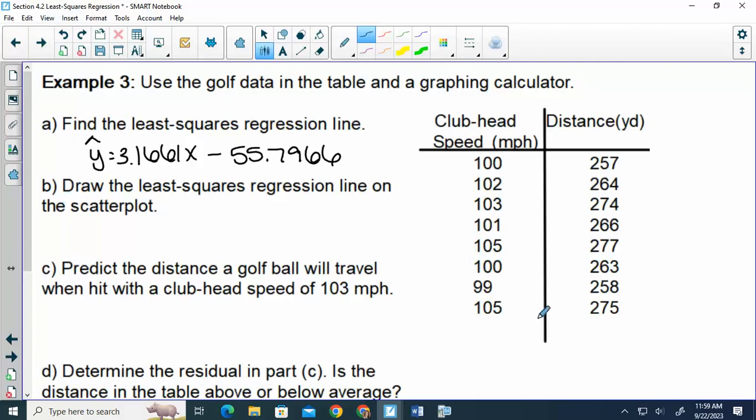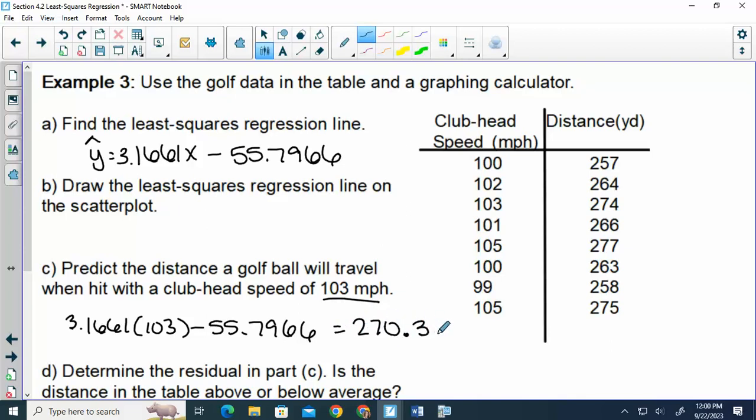Okay, if I wanted to predict the distance at 103 miles per hour, what would I do? Plug it in for x. And we get 270.3 approximately. Distance was measured in yards.